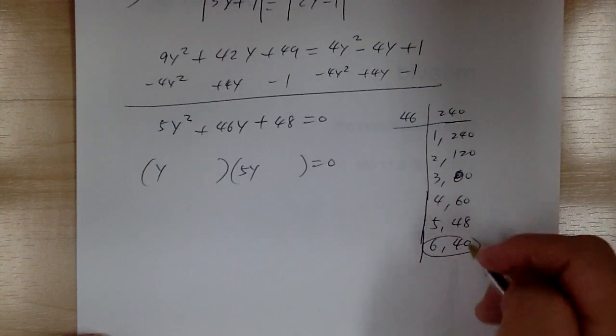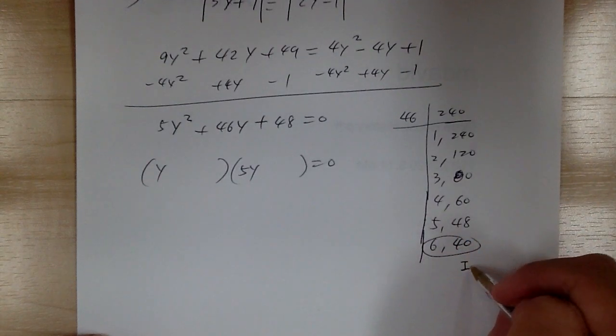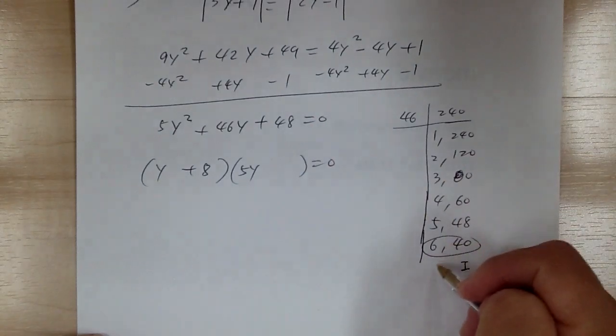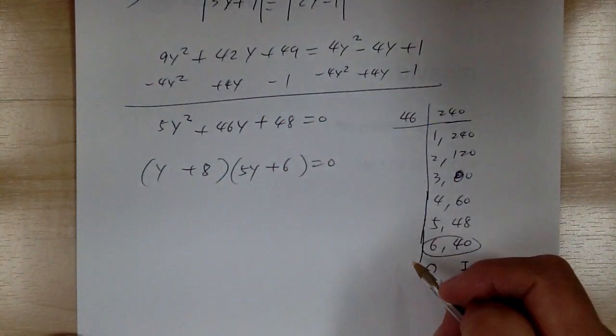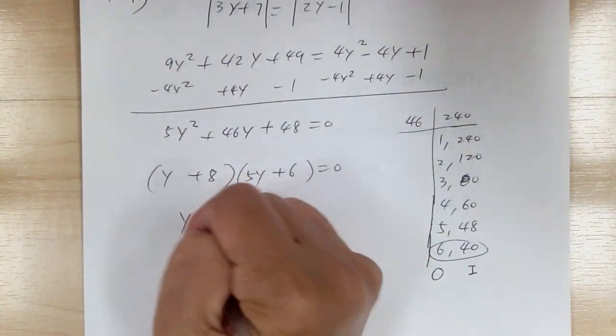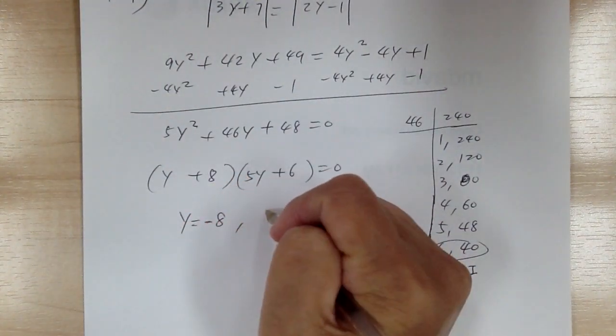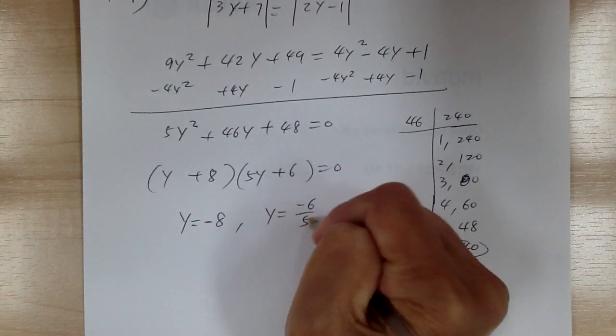Okay, so this is it. So this would be the inside, so it'll be plus 8, and this would be the outside, so it'll be plus 6. So from here you go and solve. So you got y equal to negative 8, and from here y equal to negative 6 over 5.